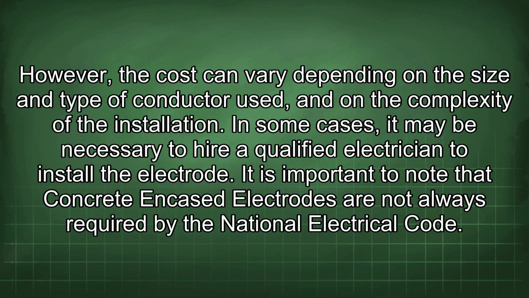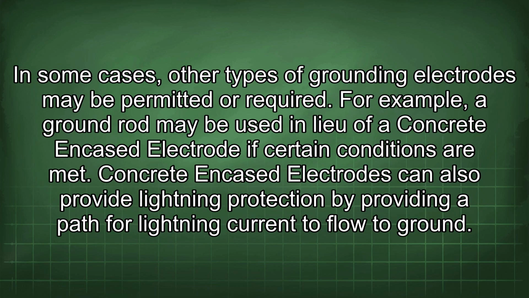However, the cost can vary depending on the size and type of conductor used, and on the complexity of the installation. In some cases, it may be necessary to hire a qualified electrician to install the electrode. It is important to note that concrete encased electrodes are not always required by the National Electrical Code. In some cases, other types of grounding electrodes may be permitted or required. For example, a ground rod may be used in lieu of a concrete encased electrode if certain conditions are met.